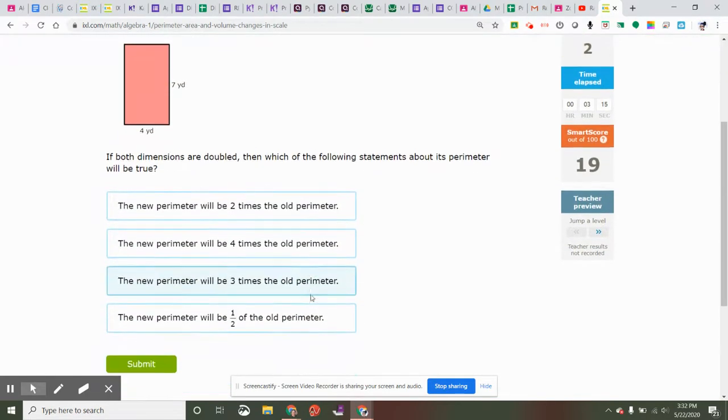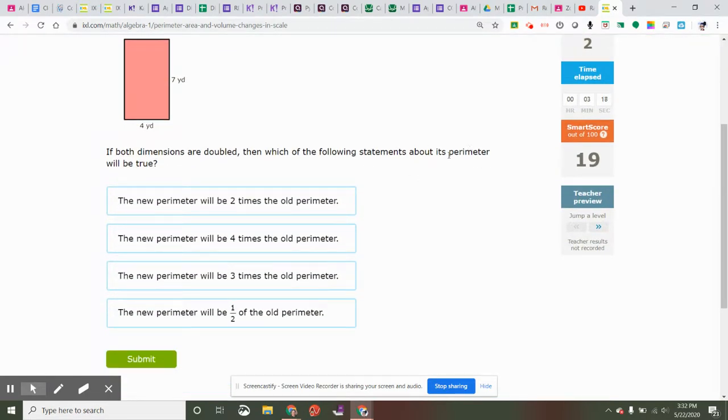Again, all of the dimensions are doubled, and we're talking about perimeter. Perimeter is a one-dimensional measurement, which means it's measured in units to the first power. So it doesn't matter what the perimeter is here, it's only going to multiply by the scale factor 1 time, because it's measured in units to the first power. If it's doubled, my scale factor is 2, so the new perimeter is going to be 2 times the old perimeter.